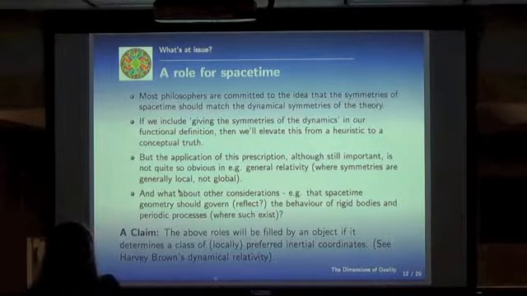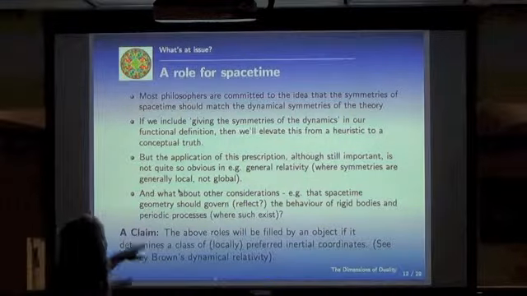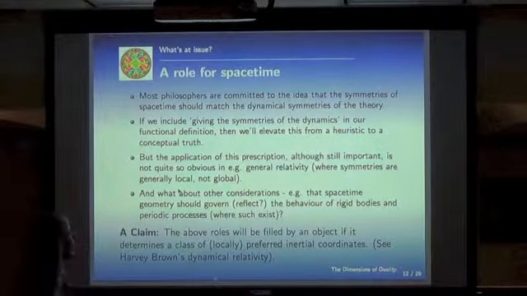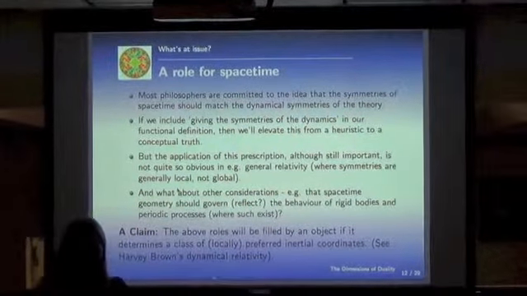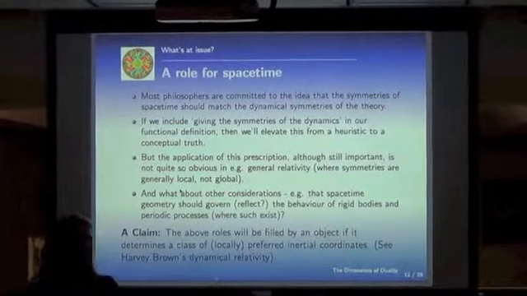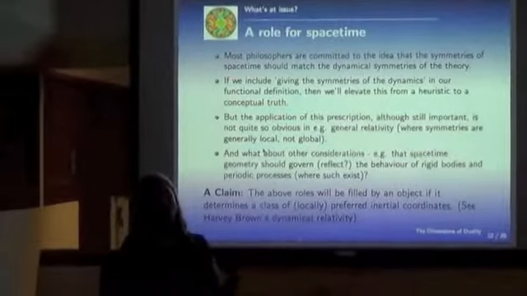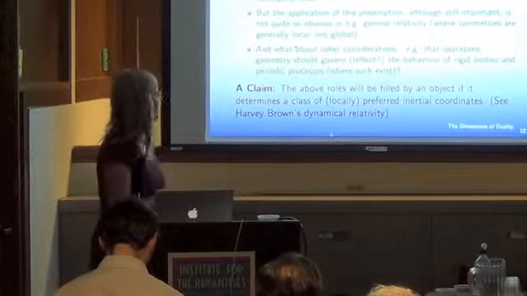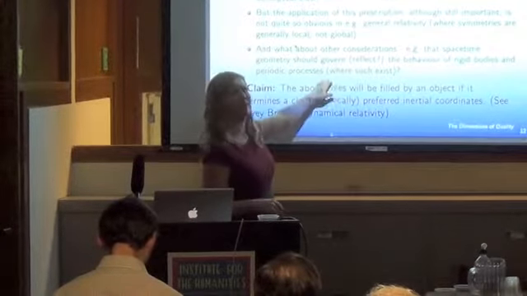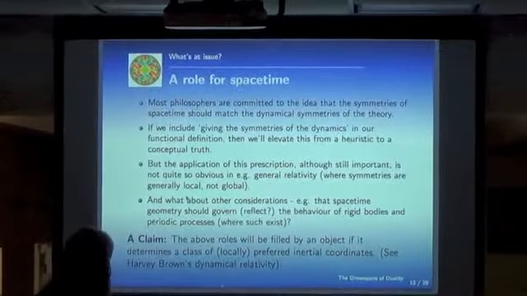I don't think that prescription is going to be easy to apply in all cases. So, for example, in general relativity, it's still kind of true, but it's a little bit complicated when you get symmetries that are generally local, not global. And there's other considerations as well. I mean, we think space-time has other roles to play, like it governs the behavior of rigid bodies, Einstein's packing of rigid bodies is what geometry is about, and it's got something to do with periodic processes. If those things exist, you wouldn't want to write that in such that you could have no space-time in a regime where there were no rigid bodies and clocks.